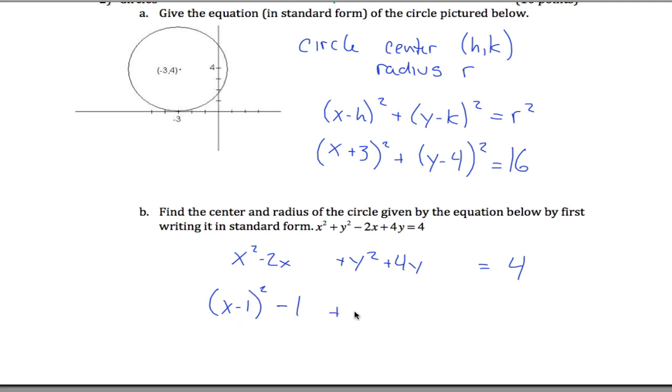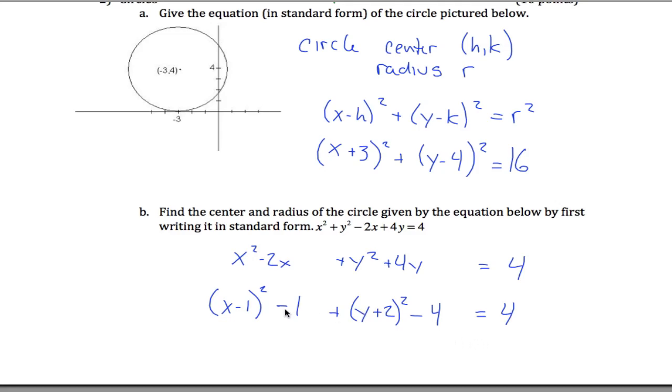Same idea over here. Take half of positive 4, which is positive 2. And then I change y squared plus 4y into (y plus 2) squared. There's a problem. (y plus 2) squared is really y squared plus 4y plus 4. I don't want that plus 4, so I have to subtract it off here to keep these things equal. Now what I have written here is the same as what I have written here, and that equals 4. And now you're done with the hard part.